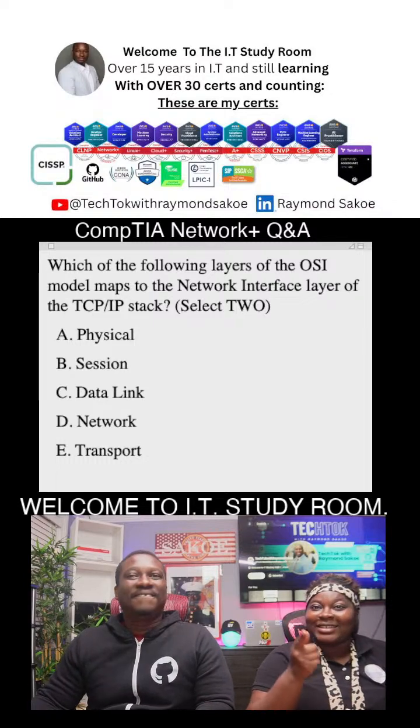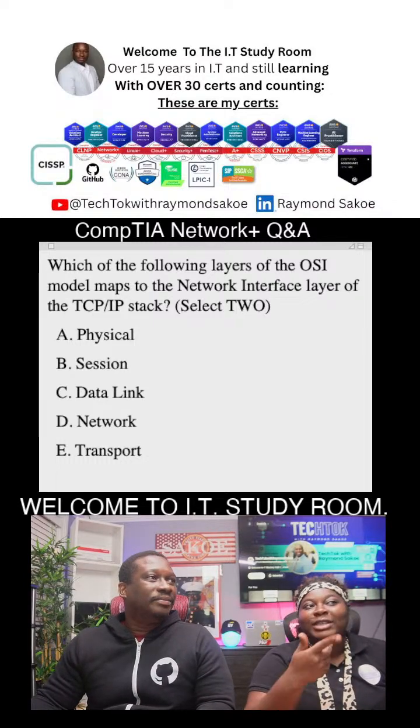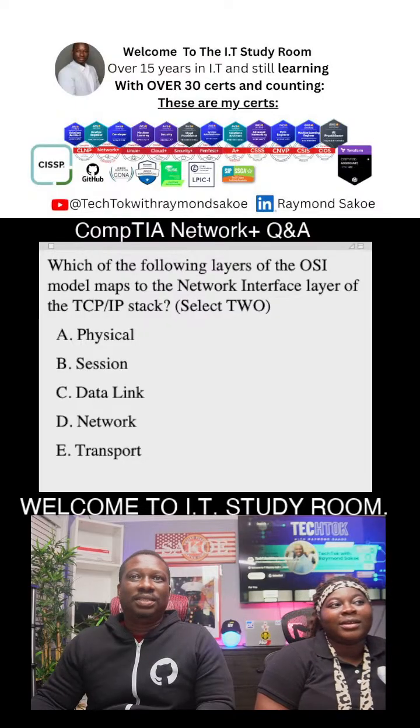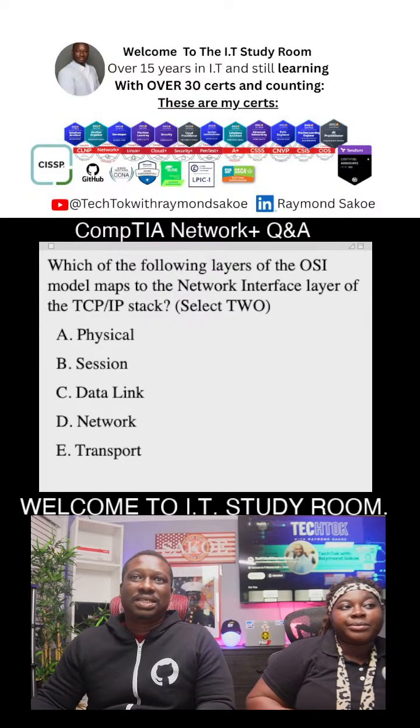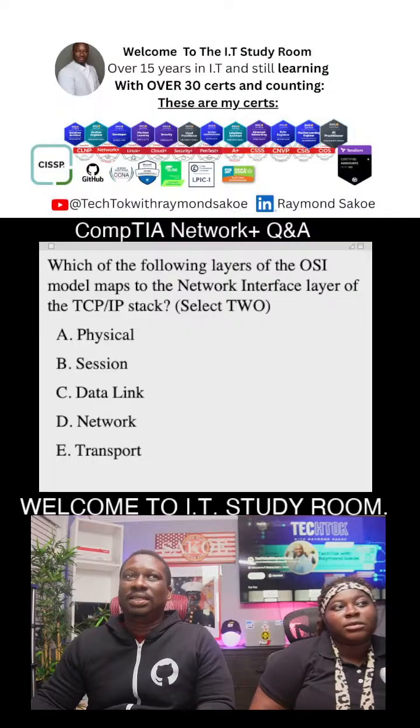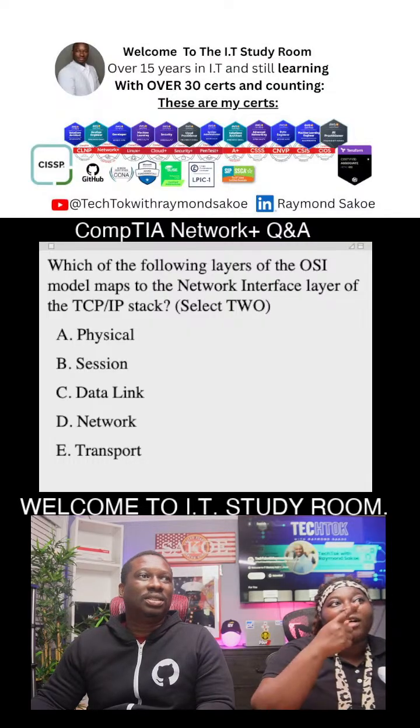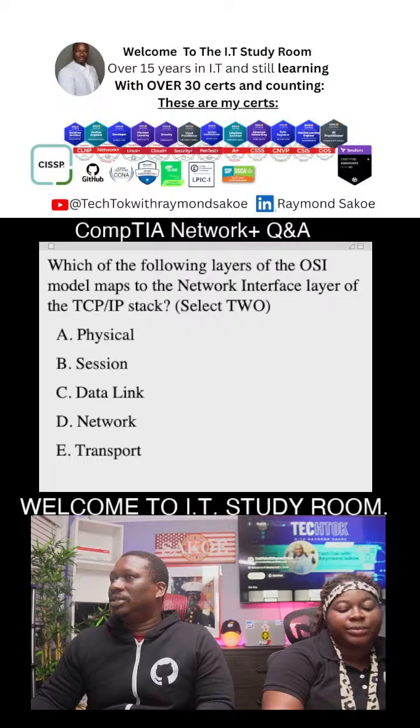Oh, so the answer is A and C? A and C. Okay. The physical and then the data link. Alvaro said it. Okay. Let me share my screen here real quick.